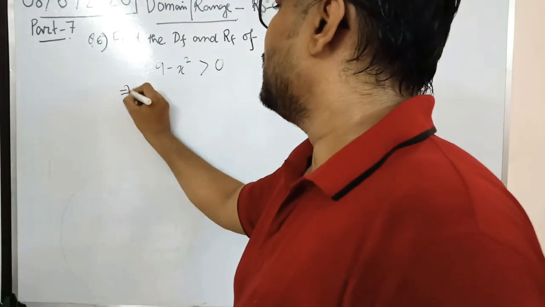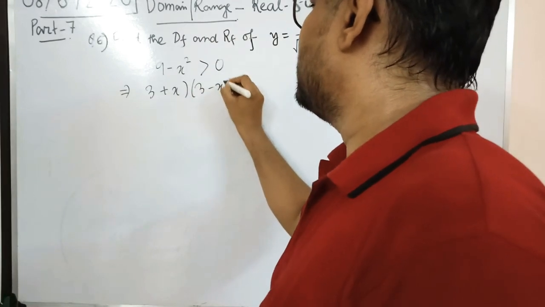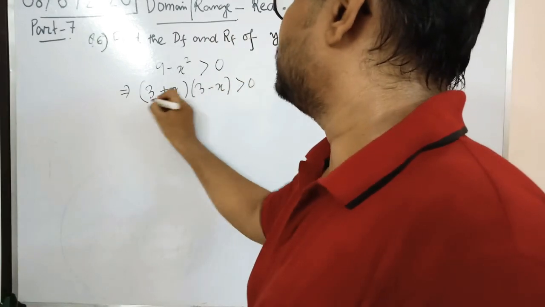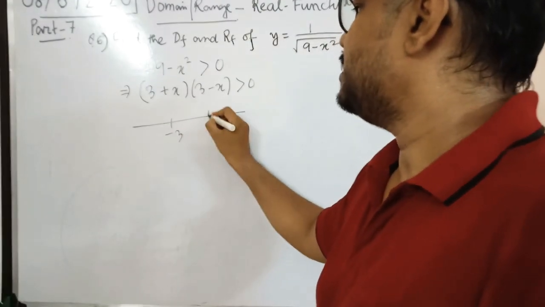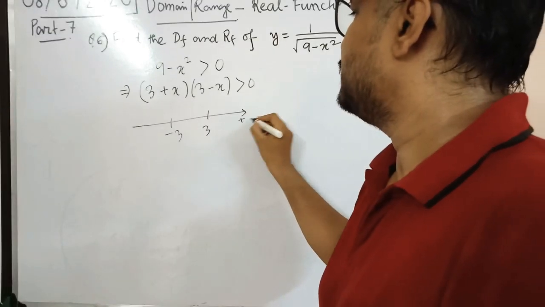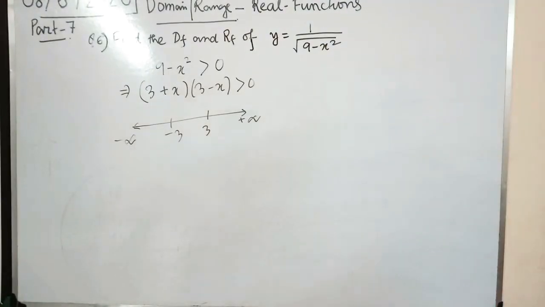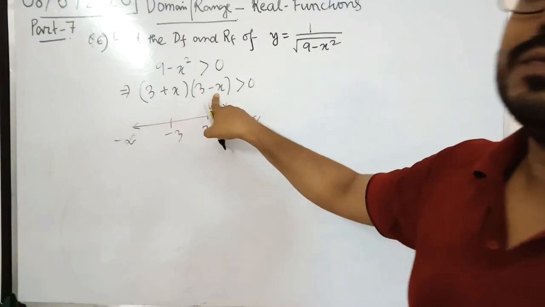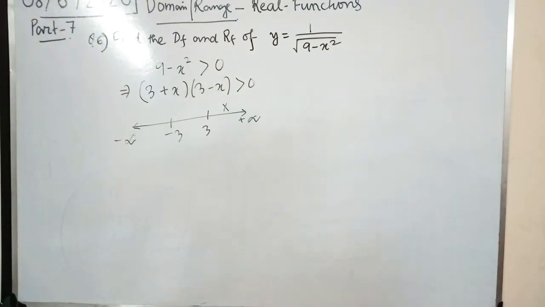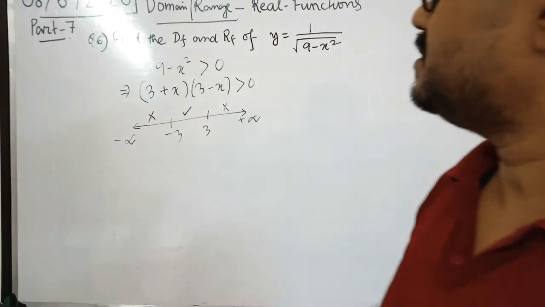So from here you get 3 plus x and 3 minus x, whose product is greater than 0. So you can solve it on the number line and test where it is valid. I find that if I put something more than 3, it becomes invalid, because if you put 5, one factor becomes positive and the other becomes negative, so the product is negative. So this interval will be satisfied, so I put a tick.